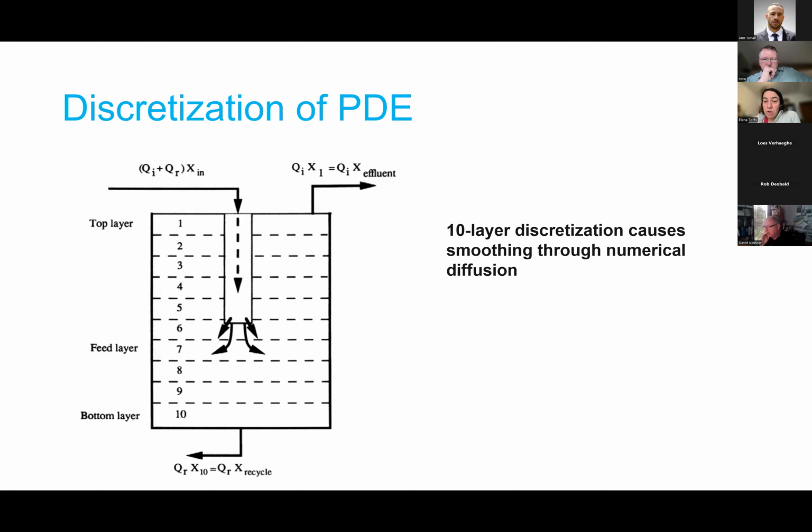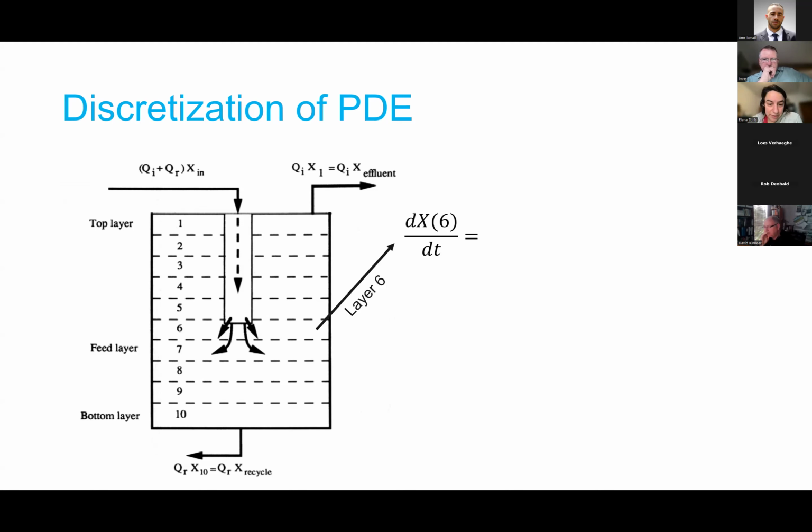So what would our final model then look like? For instance, let's pick our feed layer, layer 6. We can describe the solid concentration X in layer 6 in time by this equation. First we add our feed flow that is coming in with a certain flow rate and a certain concentration. And you see that we now have here the delta Z, which is just the height of the layer, which helped us to get rid of the partial differential equation.